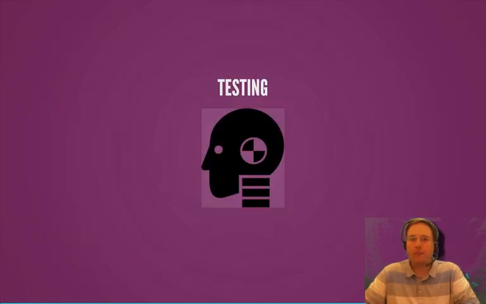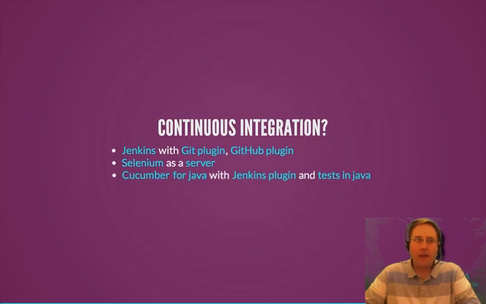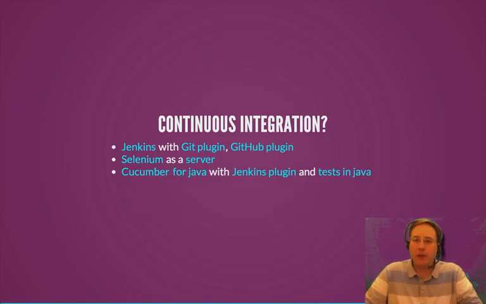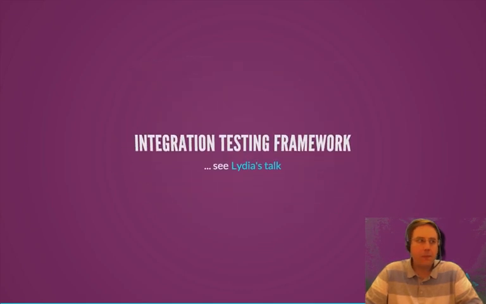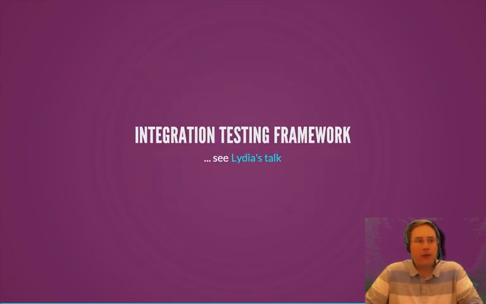What about testing? Now, testing is an enormously complex subject which I don't really propose to talk you through today, but as a few hints, you could look at doing some continuous integration. You can use Jenkins with the Git plugin and the GitHub plugin. You can run Selenium as a server to do web testing, and you can use something like Cucumber for Java with the Jenkins plugin and create all of your tests in Java. But for more information on integration testing frameworks, you can take a look at the talk done by Lydia as part of CQCon 2013.